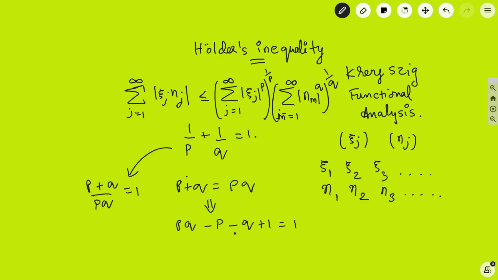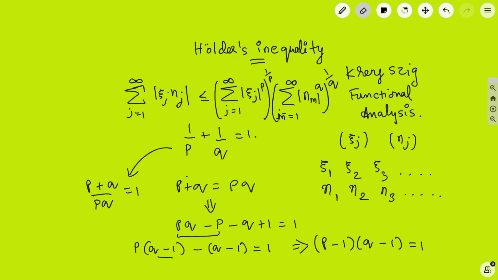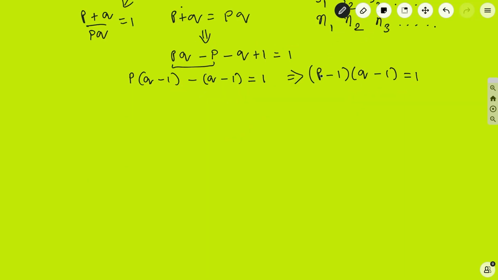Now I'm going to group the terms. What you get is p times (q minus 1) minus (q minus 1) is equal to 1. This implies (p minus 1) times (q minus 1) is equal to 1. You just factor out q minus 1, it's a common term. So you have (p minus 1)(q minus 1) equal to 1. Well, that's interesting.